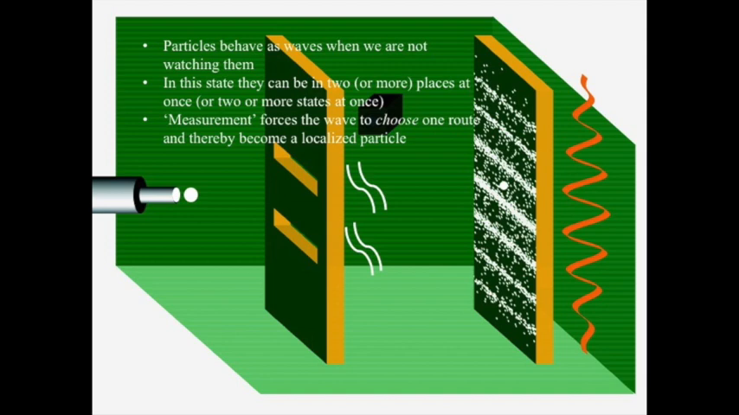If you measure it at the screen, then it chooses one route at that level. If you measure it at the slits, it will choose to be a particle at that level, and it can then be in one or the other slit, but not both. If you don't measure it, it goes through both, and it only becomes a particle when you measure it at the screen. So more or less all of quantum mechanics is contained in that fairly simple experiment, which anyone can perform with appropriate equipment.